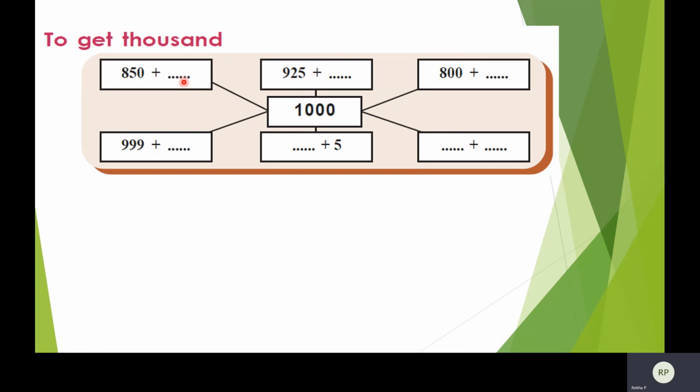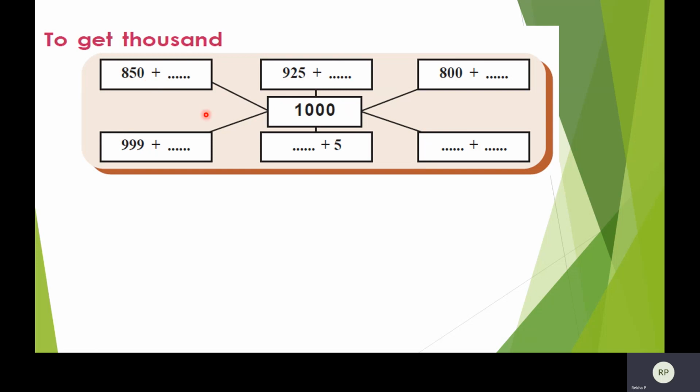So again, I repeat, whenever you have the calculation, just pause the video, do the calculation in your notebook and check the answers. Now what you have to do is find out how much more you have to add to 850 to make that 1000. How will you find that out? In order to find that out, from 1000 you have to subtract 850.